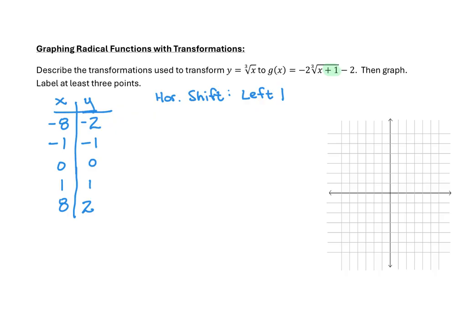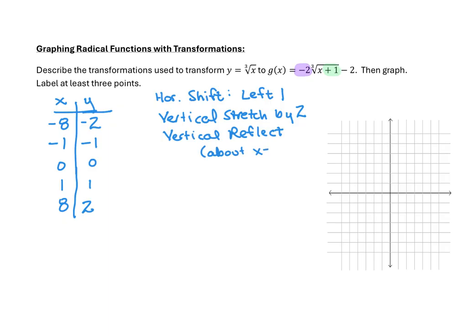All right, the next thing we want to know is if we have any stretchings, compressings, and reflectings. For here, we're going to look at our outside numbers. And so this -2 does two things. We have a vertical stretch by 2. And we also have a vertical reflect because of the negative. Now remember, vertical reflect is going to be about the x-axis.